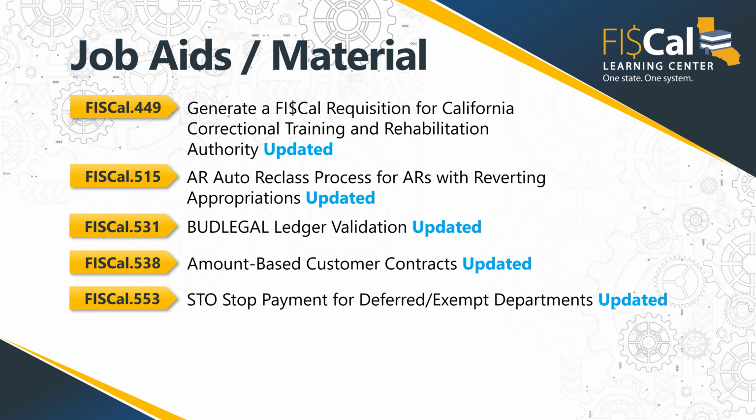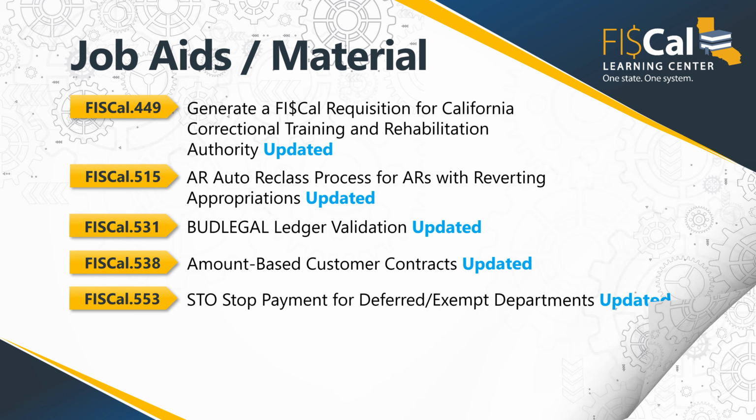Job aids and materials. Fiscal 449. Generate a fiscal requisition for California Correctional Training and Rehabilitation Authority. Fiscal 515. AR auto reclass process for ARs with reverting appropriations. Fiscal 531. BUD legal ledger validation. Fiscal 538. Amount-based customer contracts. Fiscal 553. STO stop payment for deferred exempt departments.